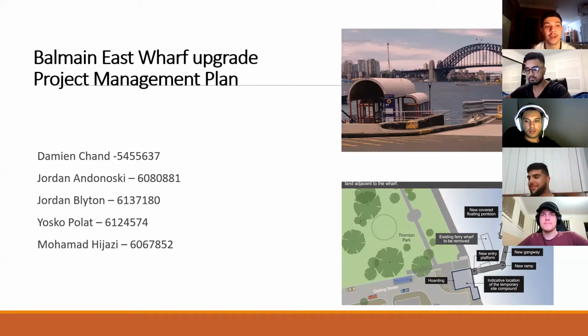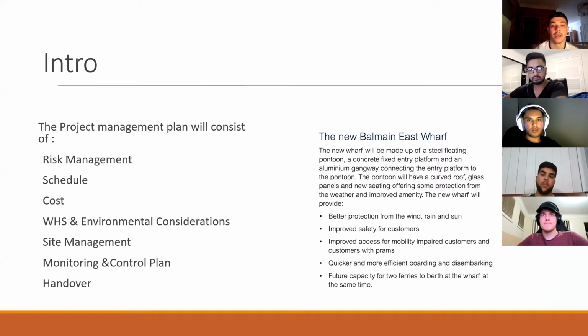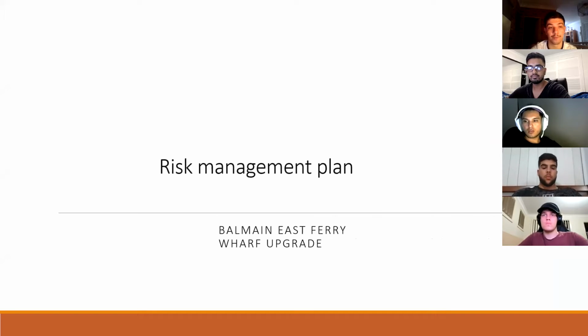We are Group 25, and our project was the Balmain East Wharf Upgrade Project Management Plan. The new Balmain East Wharf we made of a steel floating pontoon, a concrete fixed entry platform, and an aluminium gangway. The project management plan will consist of risk management, schedule, cost, WHS and environmental considerations, site management plan, monitoring, control plan, and handover.